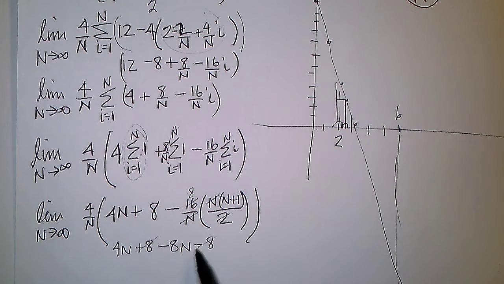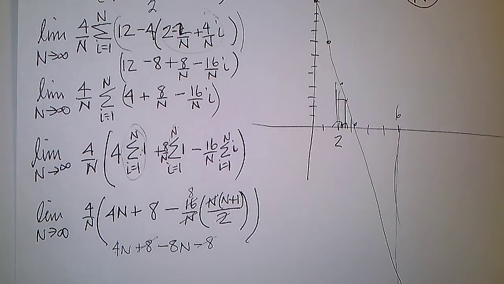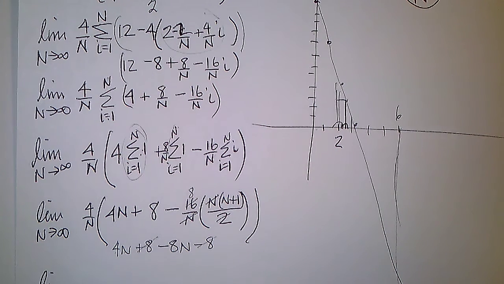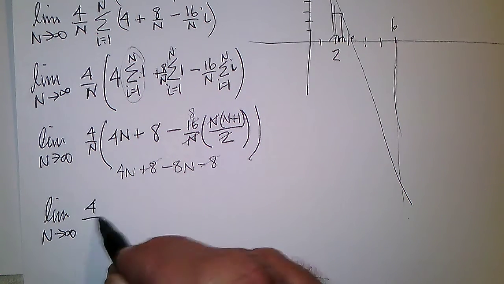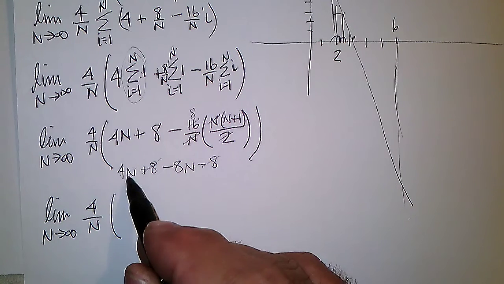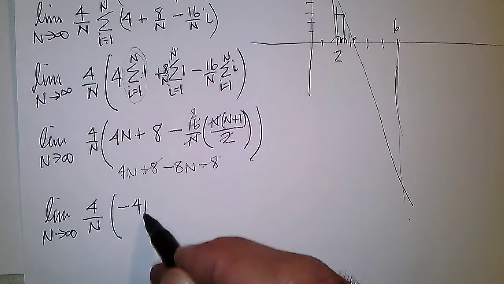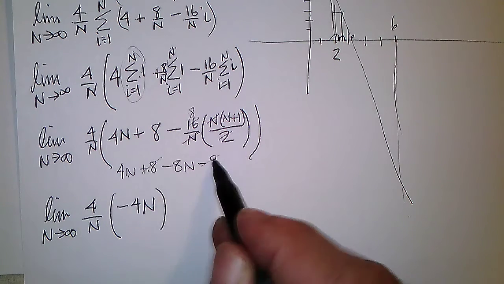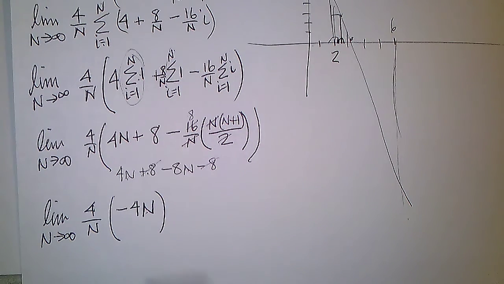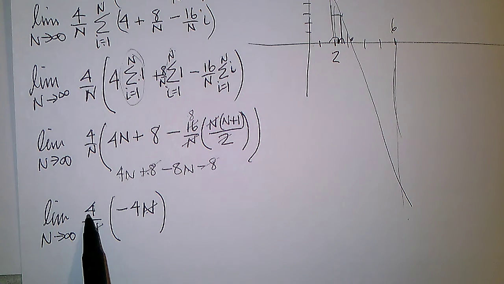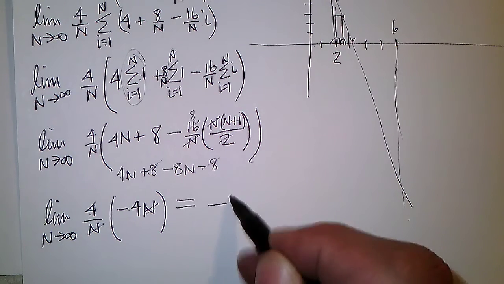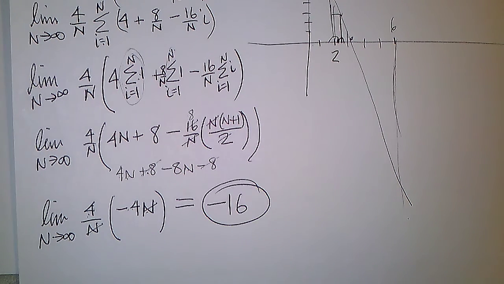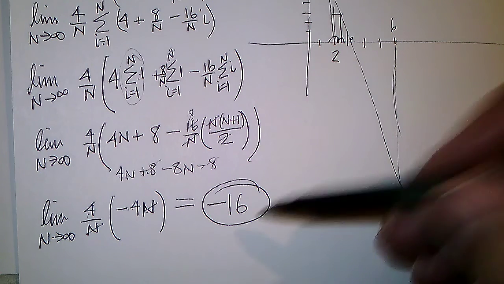And these will cancel. I'm going to 4n minus 8n, which is minus 4n. So we're going to have the limit as n goes to infinity of 4 over n times negative 4n. Those cancel, and that's that. And these n's cancel, so I've got now negative limit as n goes to infinity of negative 16, which is just negative 16. Now, how can the area be negative?